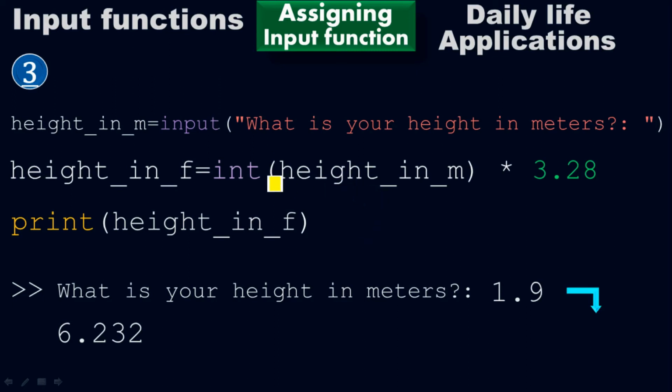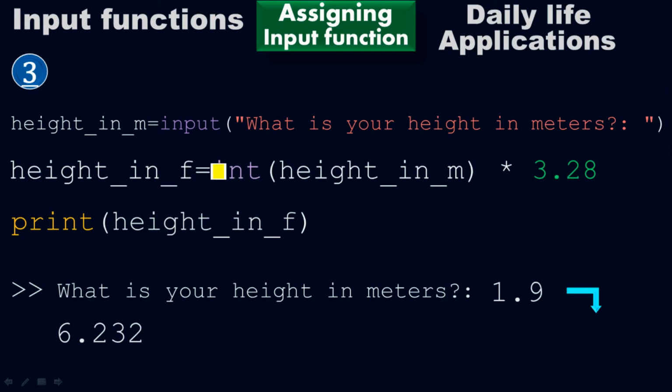If you remember, last time we had only height_in_meter times 3.28, which is a non-integer. Non-integer means that it is a string. You need to convert it into an integer. To do so, you have to use the int function here, int of height_in_meter. Now it is no more a string. It is an integer. So it is possible to multiply an integer by 3.28.